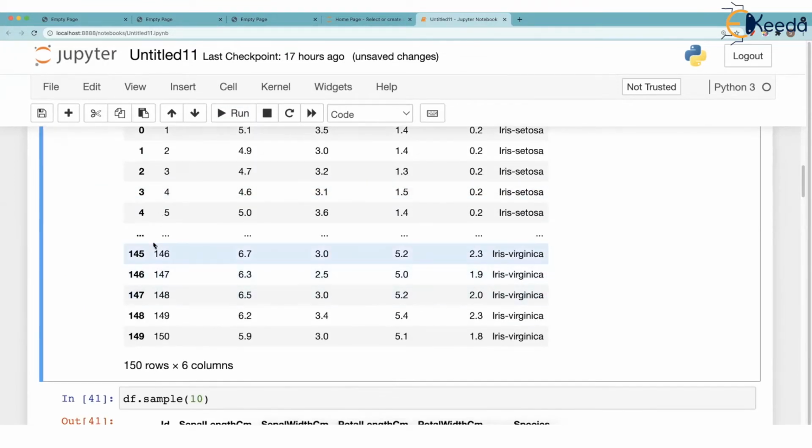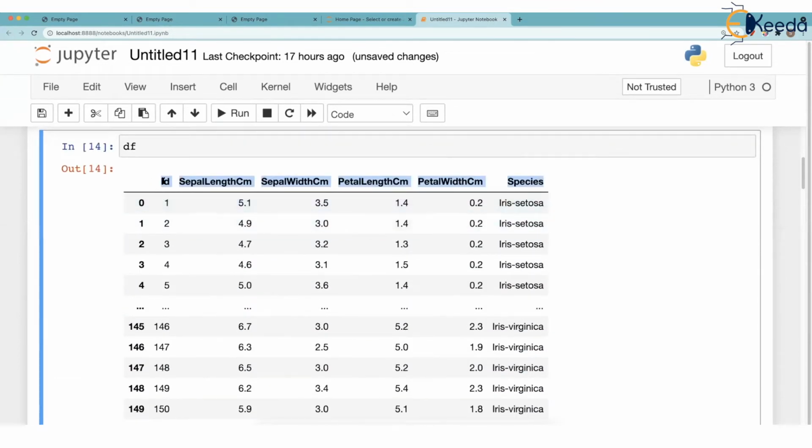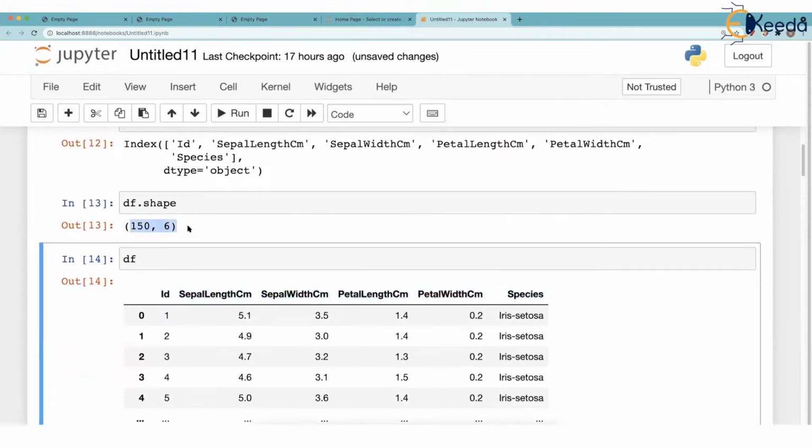So how many rows were there? 150 rows, 0 to 149. You can check, these are the row indexes, and some ID column was put by the designer of this CSV file, and this ID is nothing but the row number given. So it goes from 1 to 150. I'm not going back through the entire discussion of what these columns and species mean, but clearly there are 6 columns. You can count from ID to species. There are 6 columns, including ID, and there are 150 rows. So that's what the shape is saying, isn't it so?